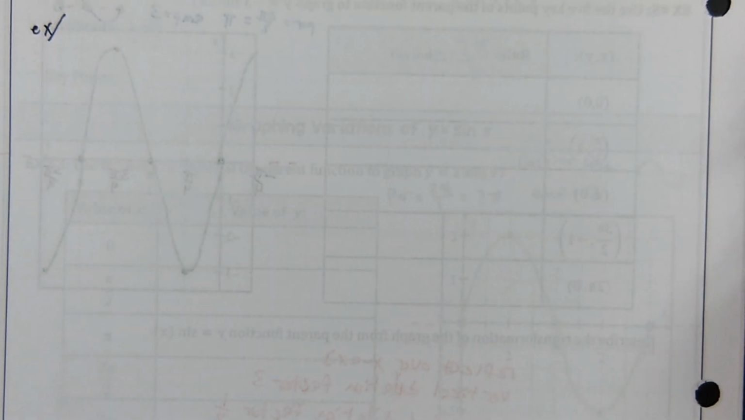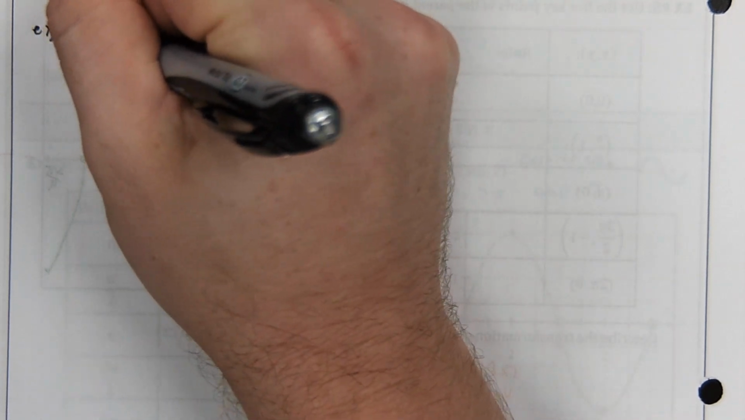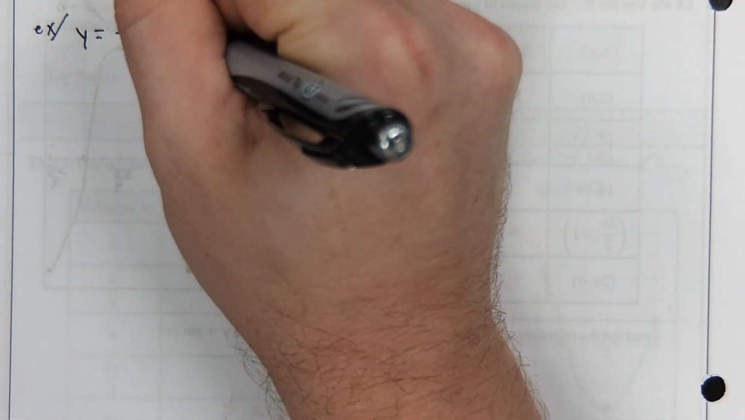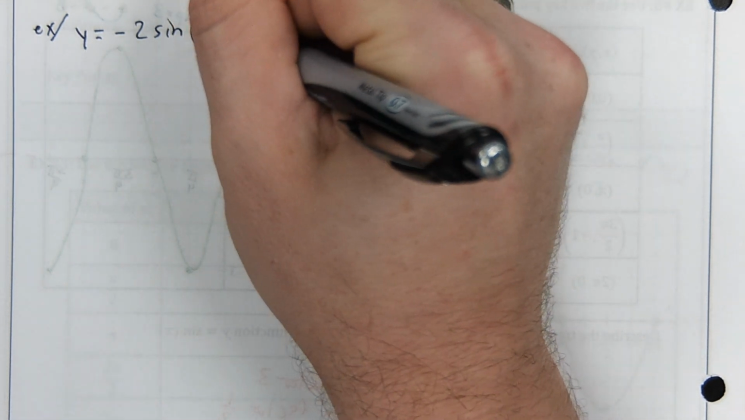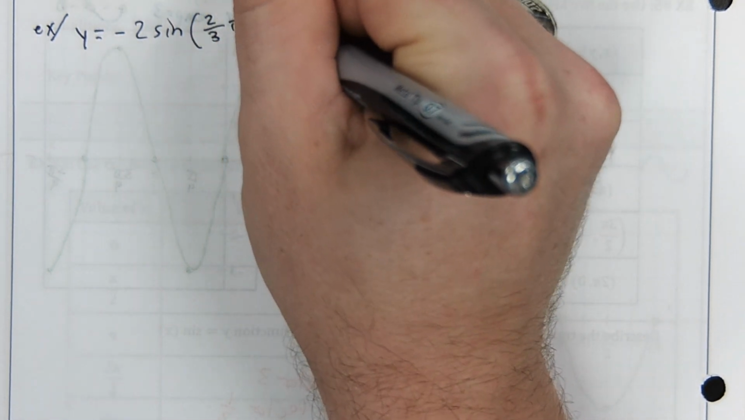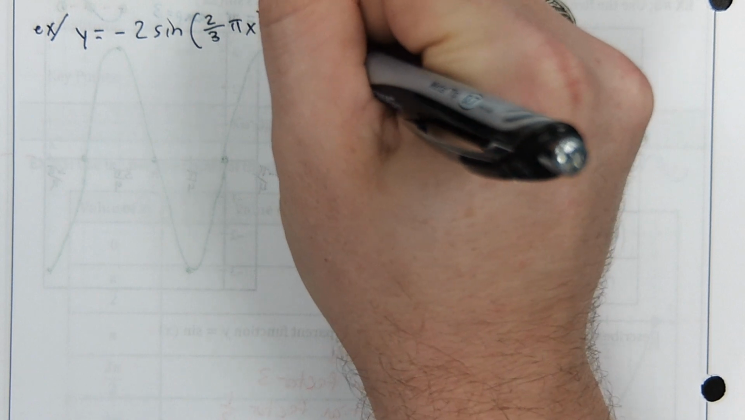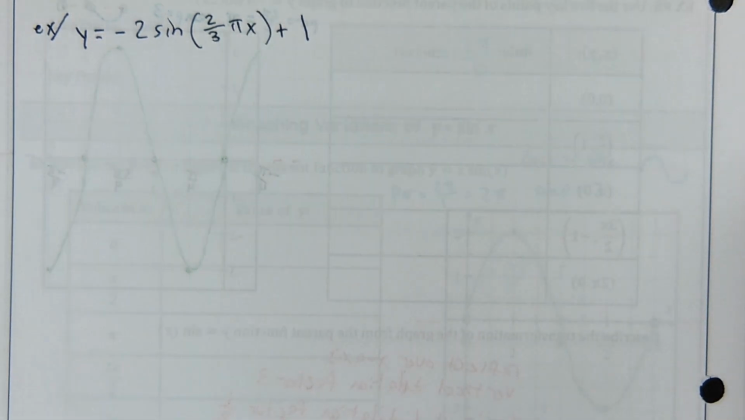We are going to graph without doing any trigonometry. y equals -2 sine of 2/3 pi x plus 1. So I've got 1, 2, 3, 4 transformations here. The only thing I didn't do was phase shift it.